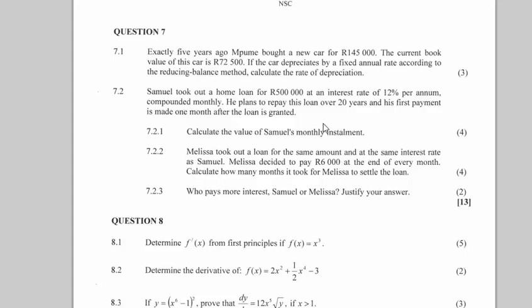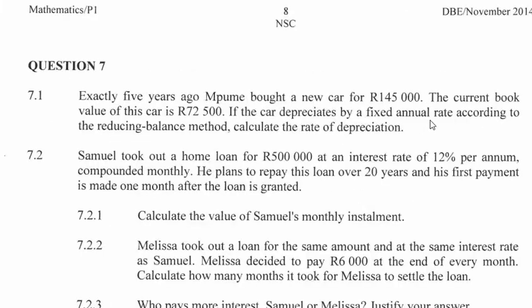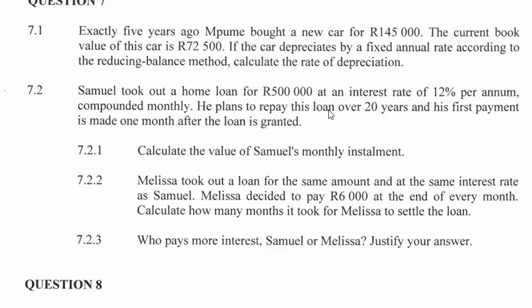Let's read this one with Samuel. Okay, the first one is just depreciation. Samuel took out a loan of 500,000 at an annual rate of 12% per annum compounded monthly. He plans to repay it over 20 years. His first payment is made 1 month after the loan is granted. See, normal situation, I start in 1 month's time. Normal formula. Calculate the value of his installments.